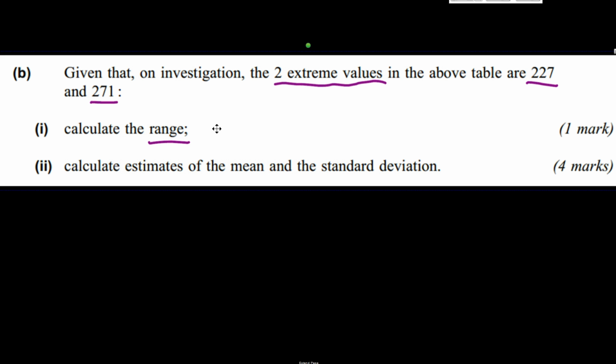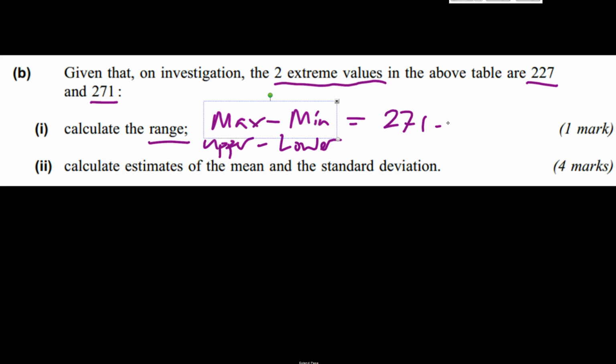Well, that's a pretty straightforward one, in that we know the range is the maximum minus the minimum value. Another way you might look at it is upper minus lower. So here it is 271 minus 227, so the range is simply 44. Okay, we've got 1 mark for that.